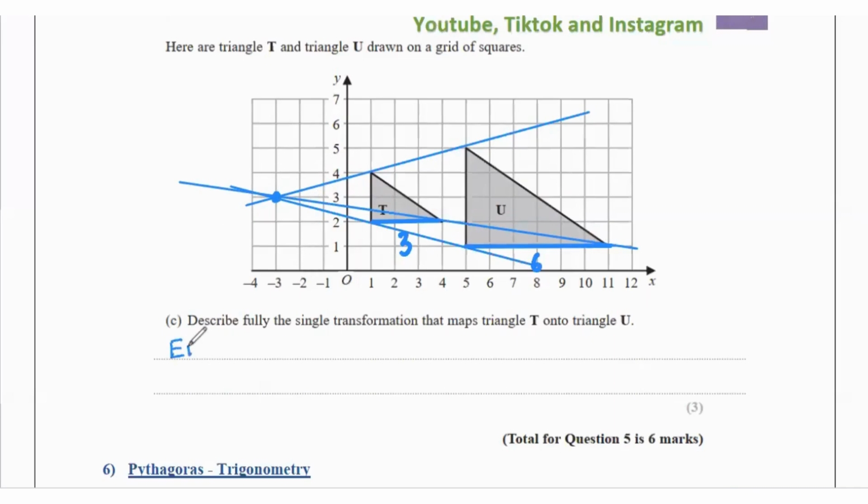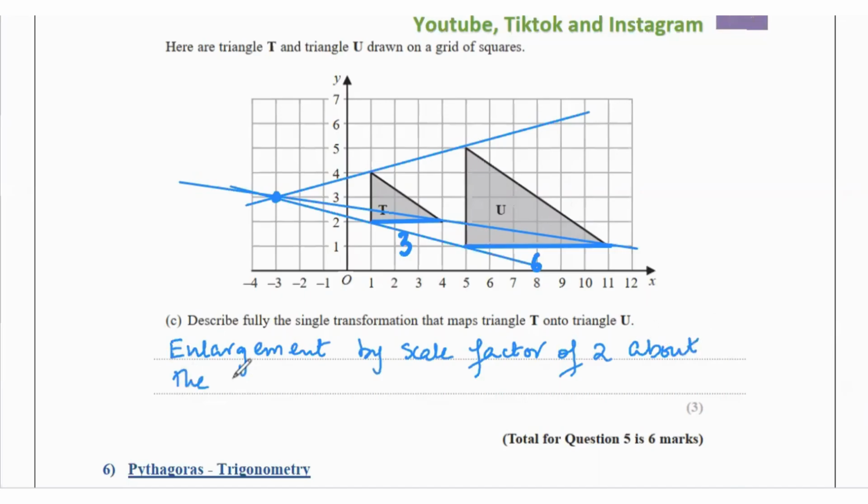So it's an enlargement by scale factor of 2 about the center -3, 3. As you can see, it's for 3 marks, so 1 mark for each point. First mark for writing that it's an enlargement, second mark for writing that the scale factor is 2, and third for the center of enlargement.